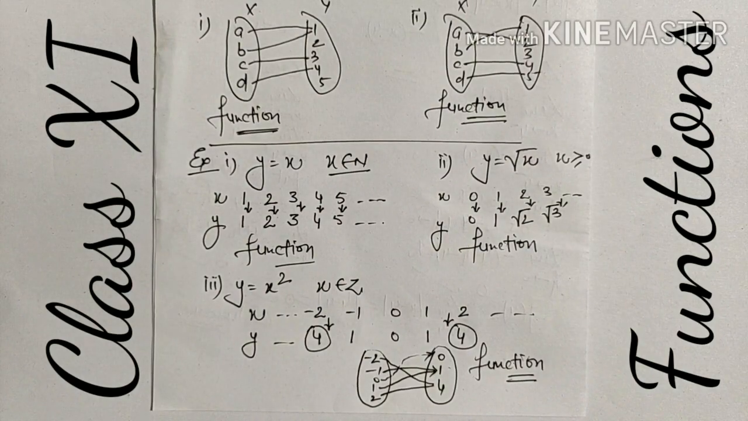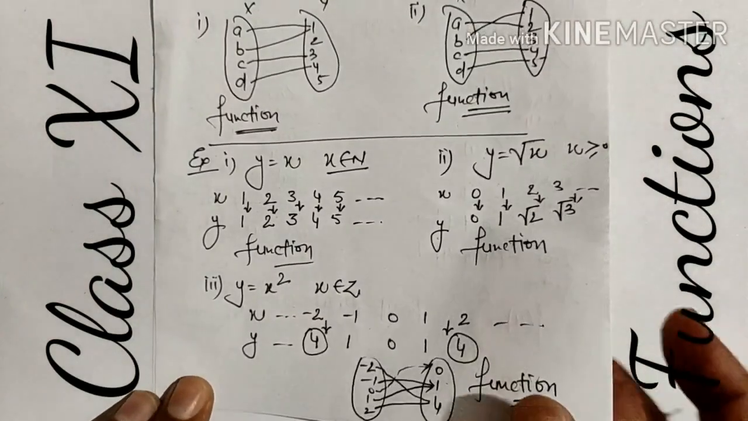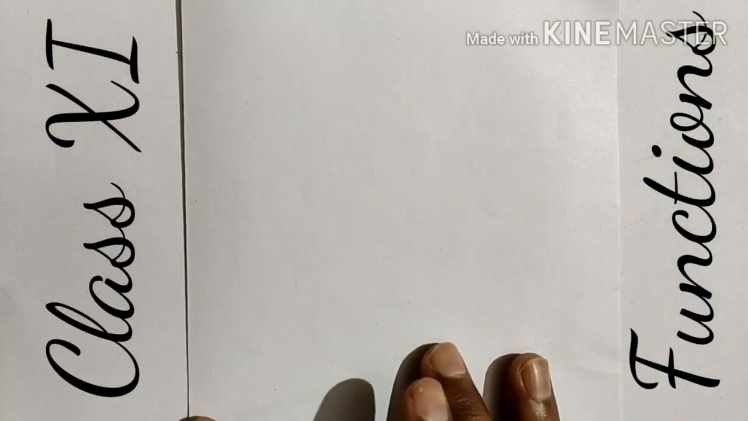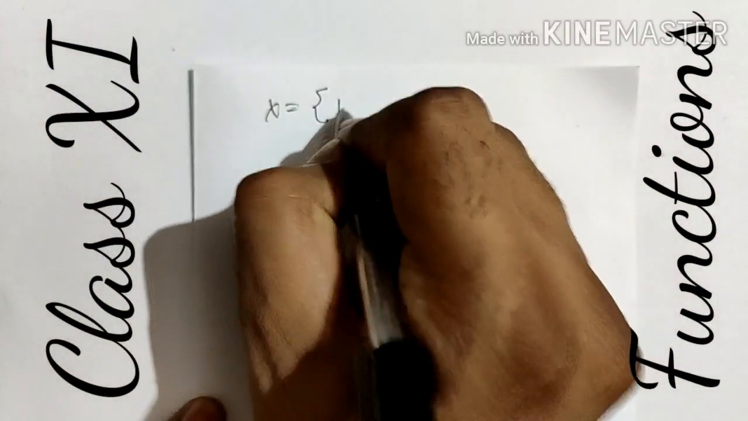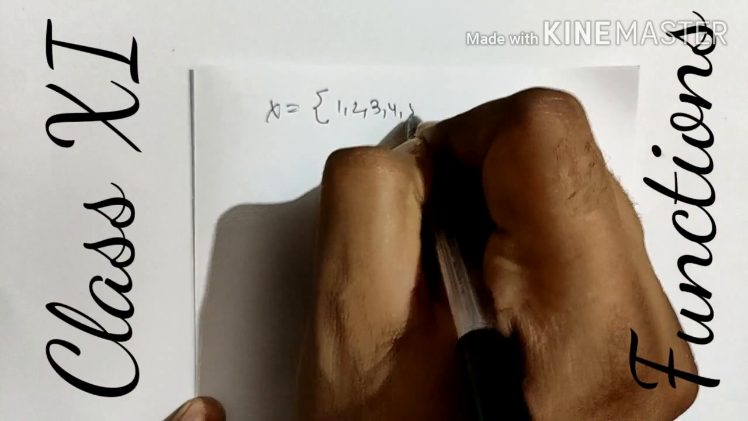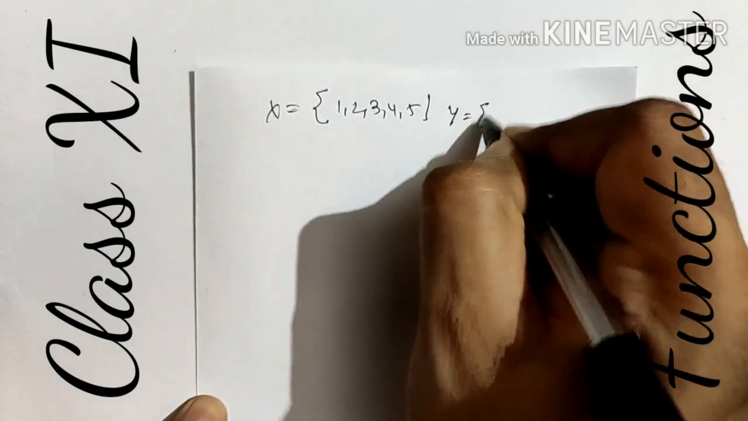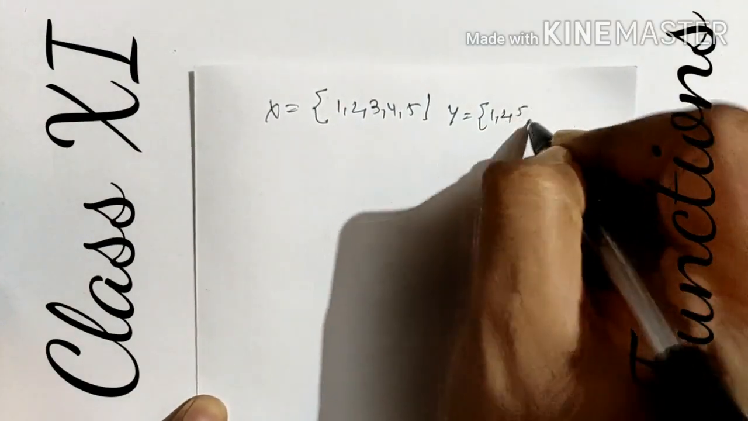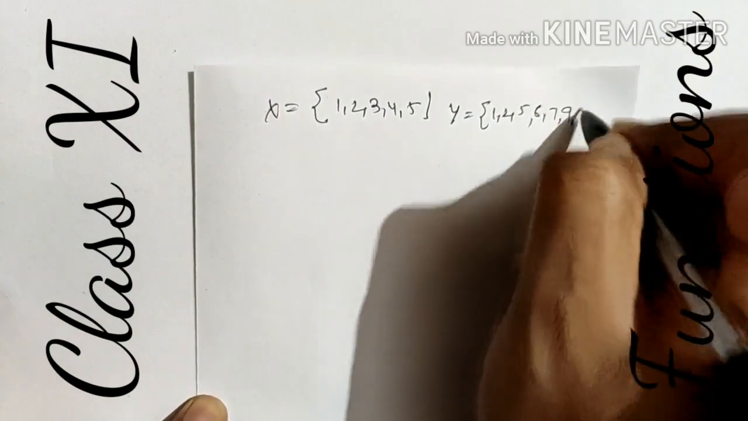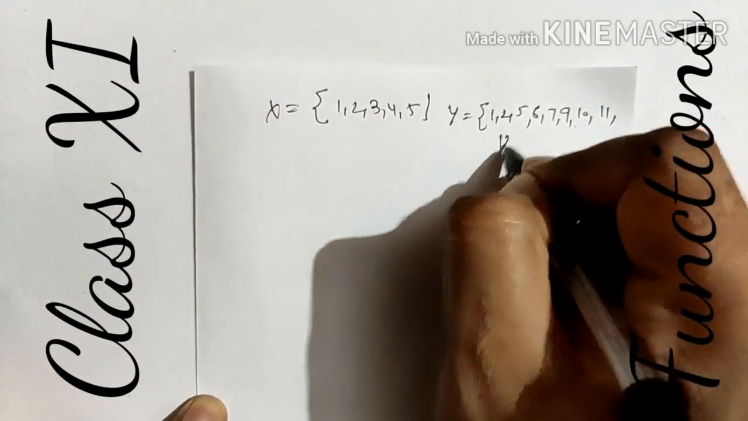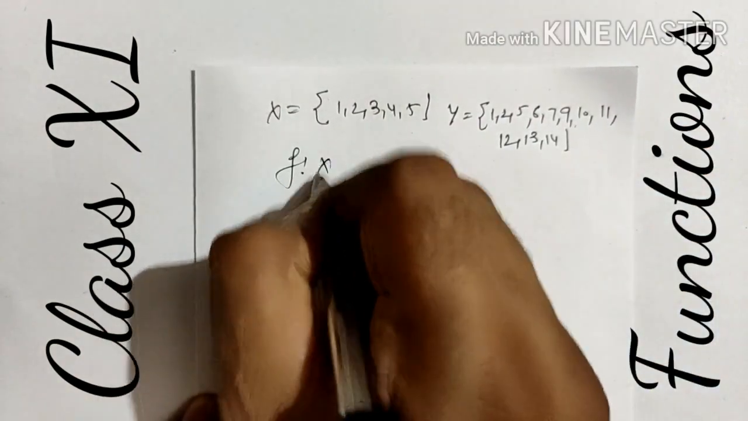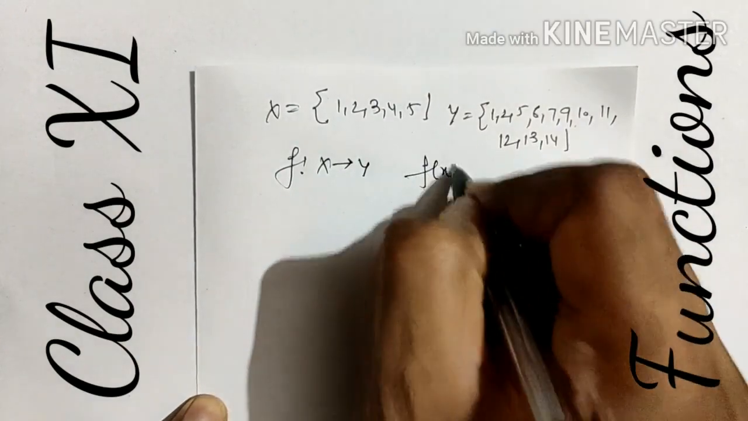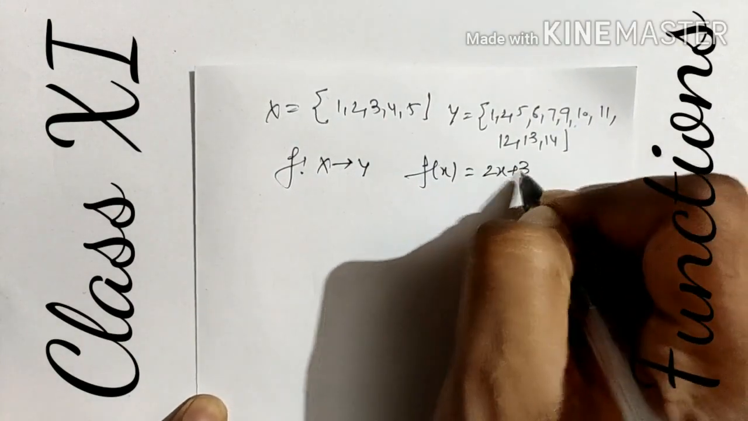So like this we can identify the type of functions. Now we are moving to a further example. Suppose we have been given X, a set whose values are 1, 2, 3, 4 and 5. Y is another set given by 1, 2, 5, 6, 7, 9, 10, 11, 12, 13 and 14. And f is a function from X to Y where f of x is given by 2x plus 3.